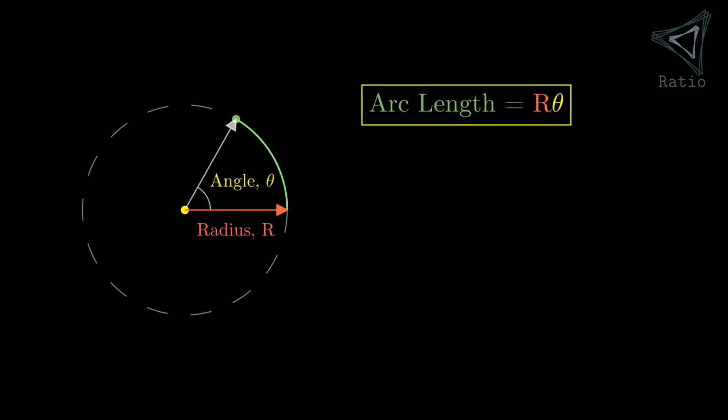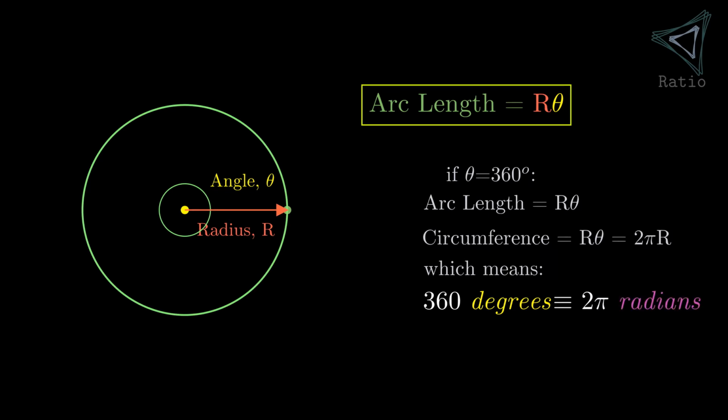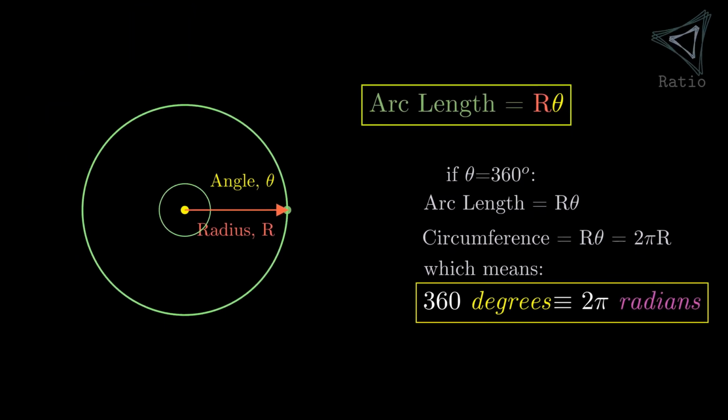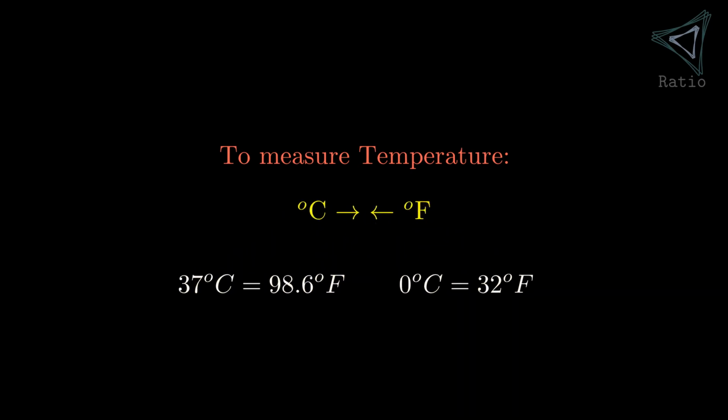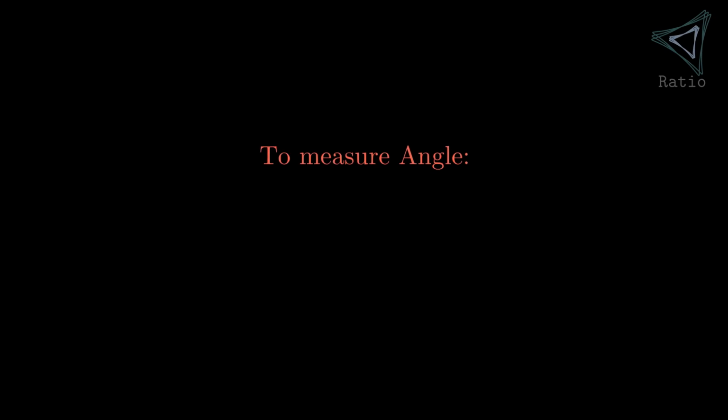Let's use what we already know. The circumference of a circle is 2 pi r, which is the arc length when theta is 360 degrees. Which means 360 degrees is the same as 2 pi radians. We use this knowledge to jump from degrees to radians and vice versa. Once again, to measure temperature, we may use Celsius scale or Fahrenheit scale. Similarly, to measure angle, we may use either degrees or radians.